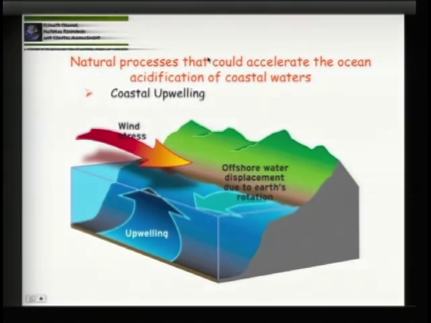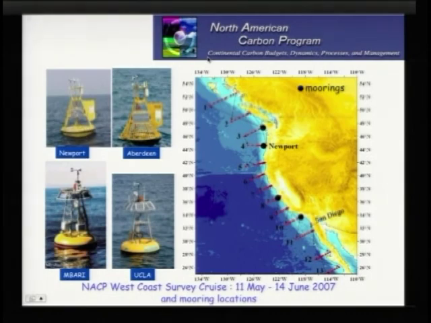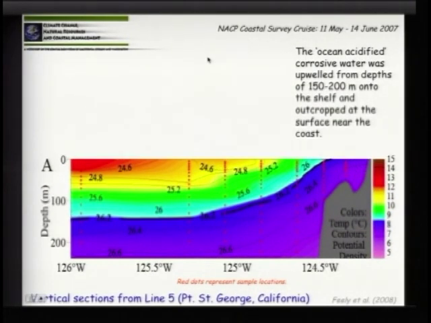So we have to concern ourselves with some of the natural processes that can accelerate this process. And along our coast, there's a natural coastal upwelling process that occurs in the summertime. It's diagrammed here. When the winds come from the northwest, the surface waters are pushed offshore and the deeper waters are moved onto shore. And this upwelling process occurs from Canada to Mexico. And so in 2007, we were able to have a cruise to define how this impacts our continental shelf along our coast. And what we found was, indeed, we do have an upwelling process.